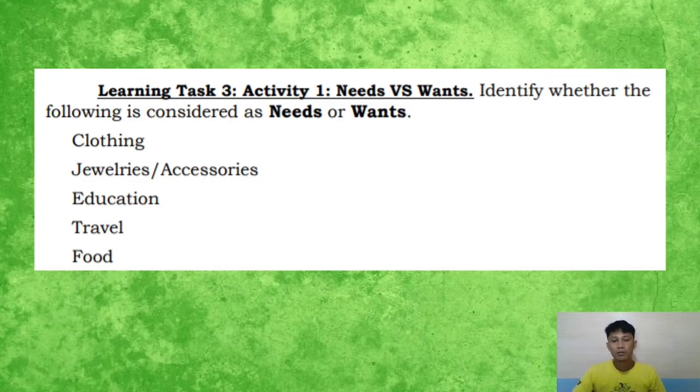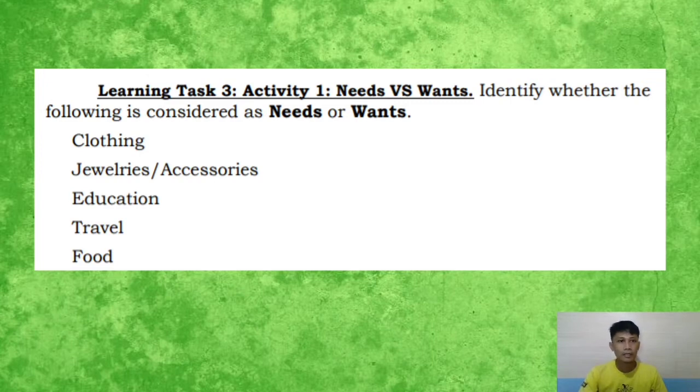On my previous video, I explained about the difference between needs and wants. So now, what you're going to do with this activity, you need to identify whether these following are under needs or wants, like yung clothing, jewelries or accessories, education, travel, and food.